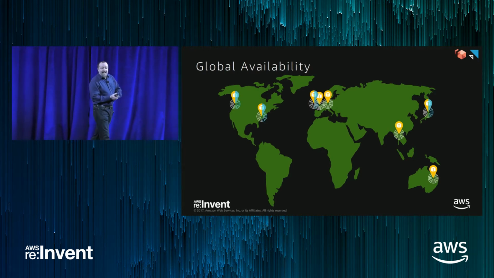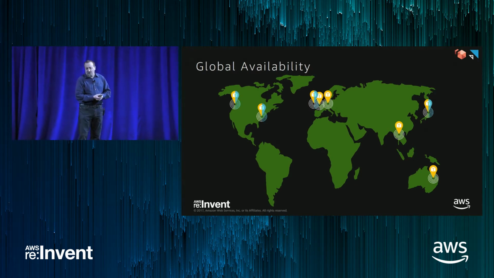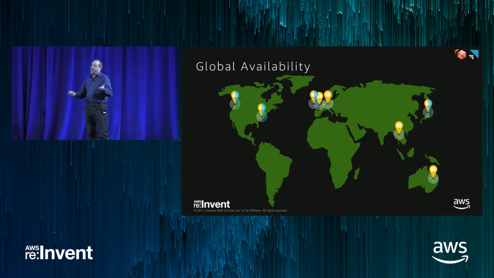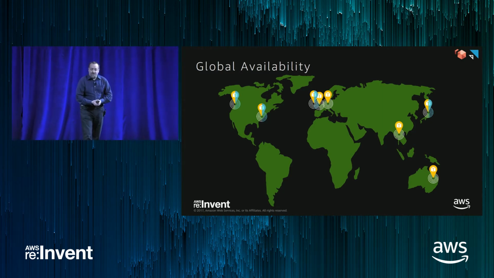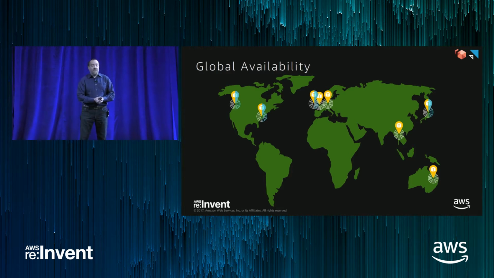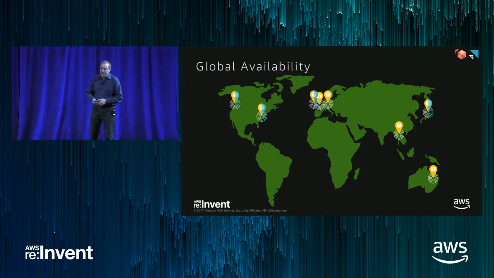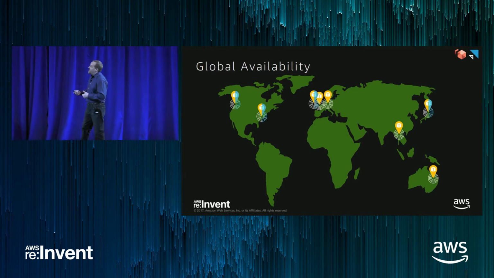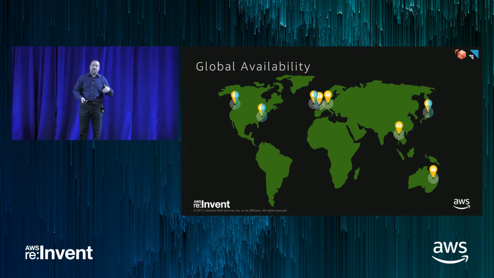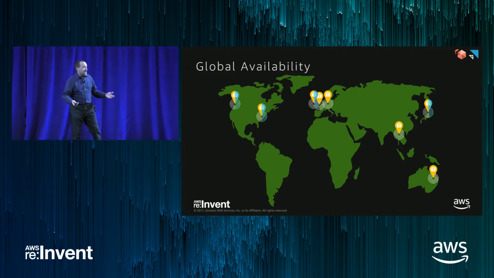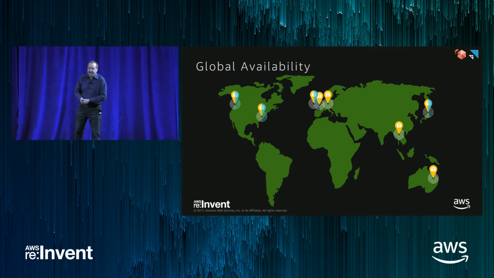WorkSpaces is available in 8 regions: Virginia, Oregon, Ireland, Frankfurt, London, Singapore, Sydney, and Tokyo. AppStream 2.0 is available in 4 regions: Virginia, Oregon, Ireland, and Tokyo. So that gives you the ability to easily spin up those services in new regions in response to business needs, mergers and acquisitions, employee global moves, and things like that.